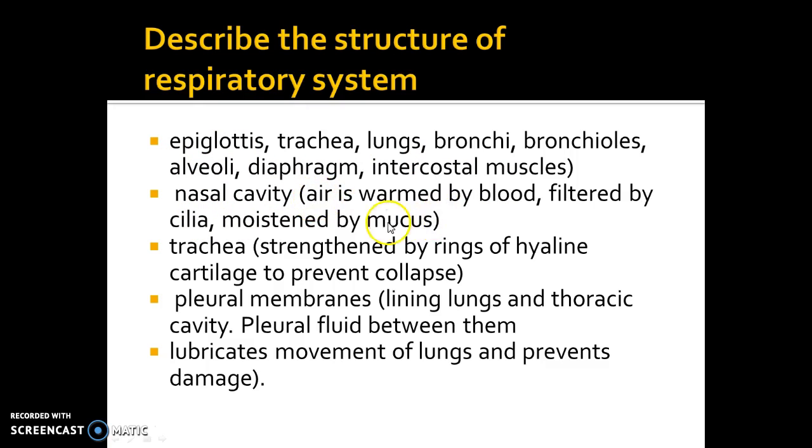Nasal cavity: air is warmed by blood, filtered by cilia, moistened by mucus. Trachea: strengthened by rings of hyaline cartilage, if you want to put that in. There are also pleural membranes, which line the lungs and thoracic cavity, so you might need something on pleural membranes. Ultimately, make sure you can talk about the epiglottis, the trachea, the bronchi, the bronchioles, and the alveoli. And remember: warmed by blood, filtered by cilia, moistened by mucus. Make sure you know about the nasal cavity, which will probably be your first point.